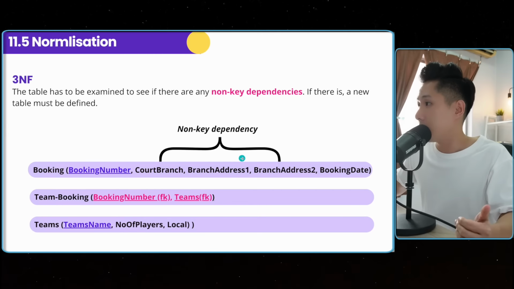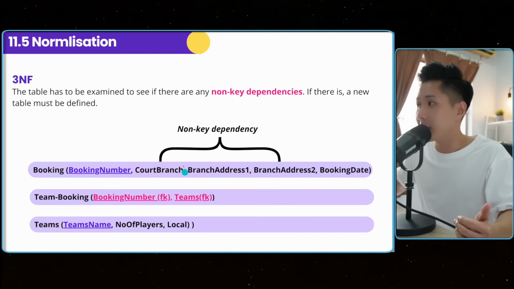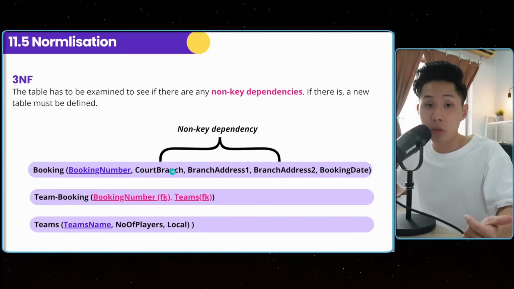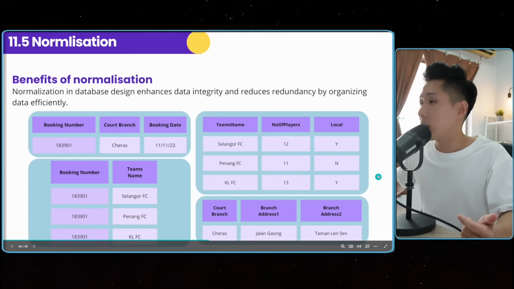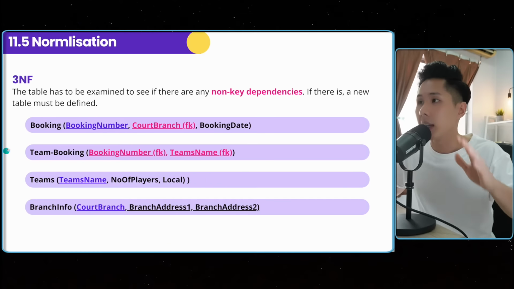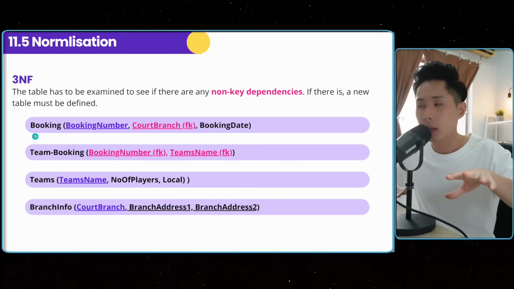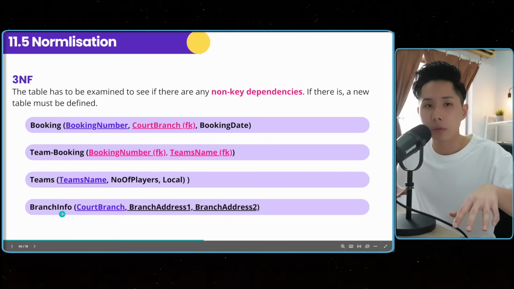So in this example here, branch address 1 and 2 is related to the court branch, and this is not a primary key. So I'm going to take those 3 attributes out of the table and make a new table, branch info. If a new table must be defined, that is what I have here. So after 3NF, this is how I will be designing my database, meaning in the DBMS that we'll be talking about later, I'll be creating table booking, table team booking, table team, table branch info.